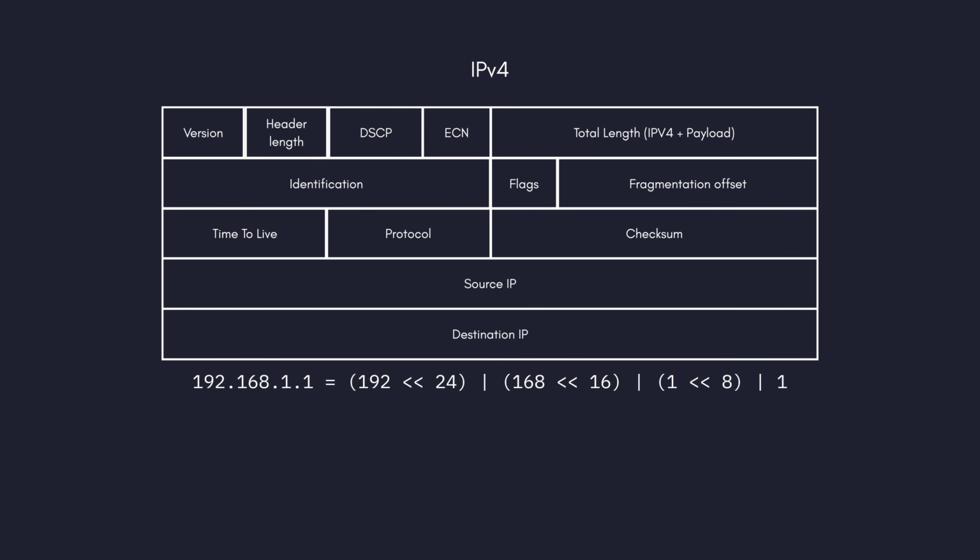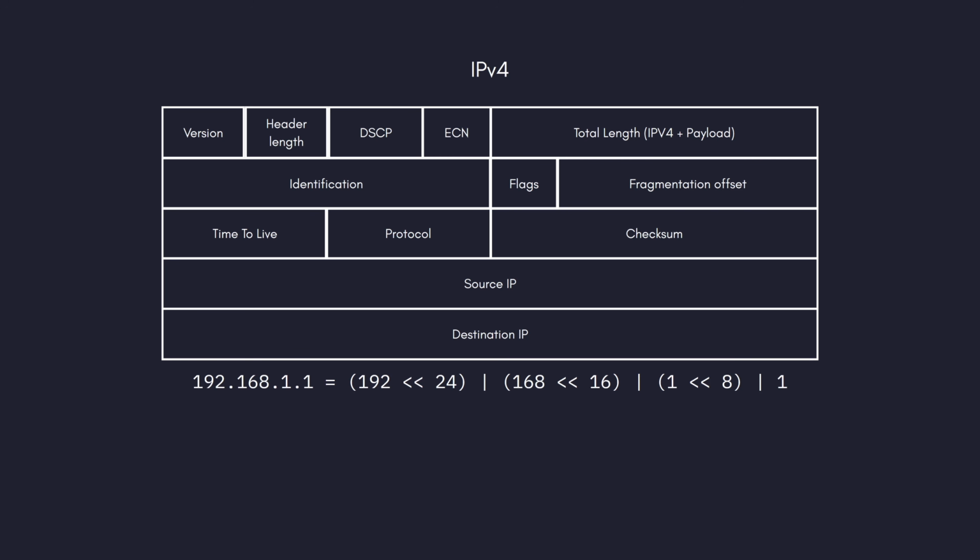In order to encode it into a 32-bit value, we do binary shifts on each of the numbers. The first one by 24 bits, the second one by 16, the third one by 8, and the last one written as is. So just like that, we can translate this more readable IP address into a 32-bit value. And of course, we can do the opposite to read back the address into a readable format.